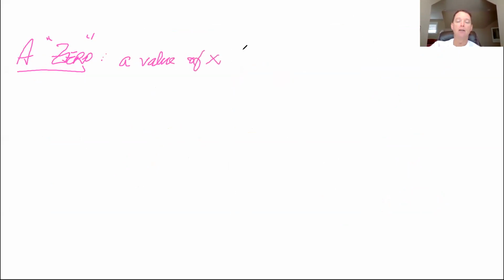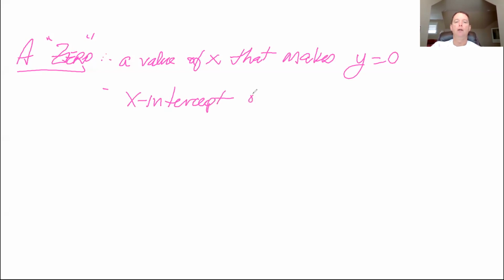So what is a 0? To be clear, not the number 0. This is what is a 0. It's a value of x that makes y equals 0. Also known as an x-intercept of a graph.